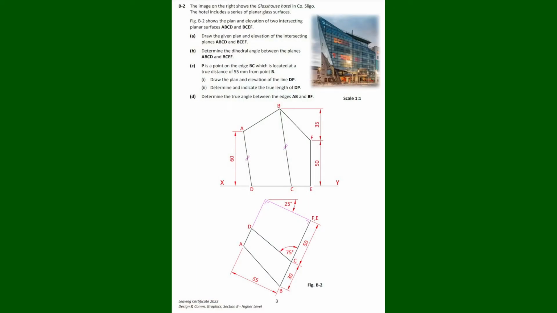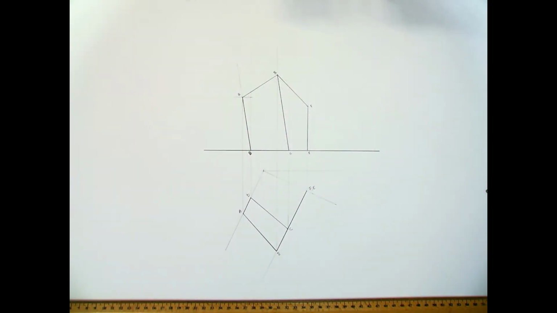So the second part of this is to determine the dihedral angle between the planes. The planes are A, B, C, D, and B, C, E, F. As B and C are common to both of those planes, as in A, B, C, D, BC is there, and B, C, E, F, BC is there. BC is the line of intersection. It's just a handy way of identifying which line we're looking for.